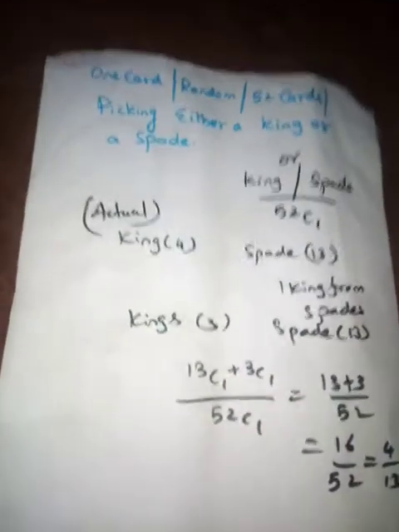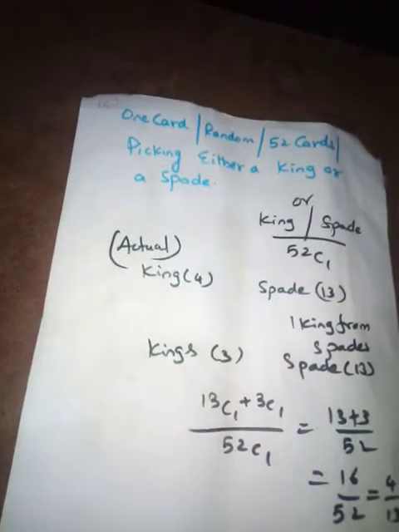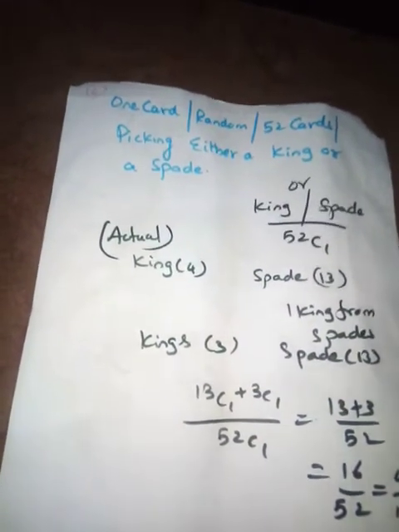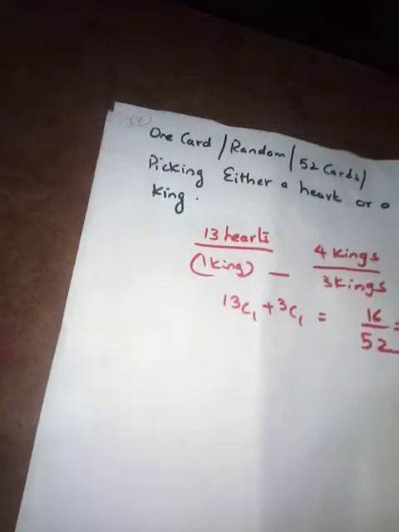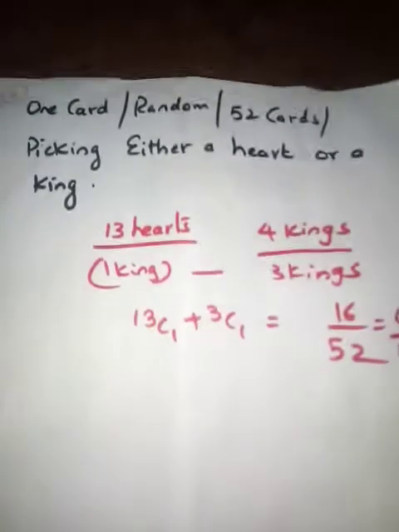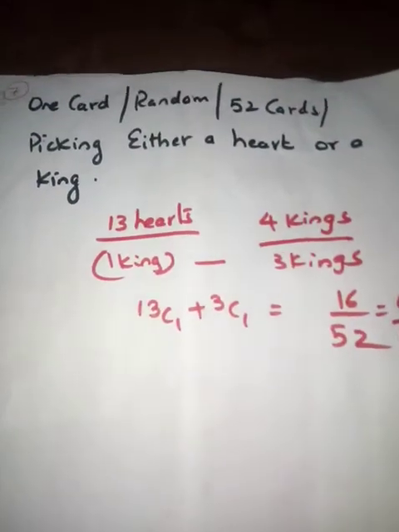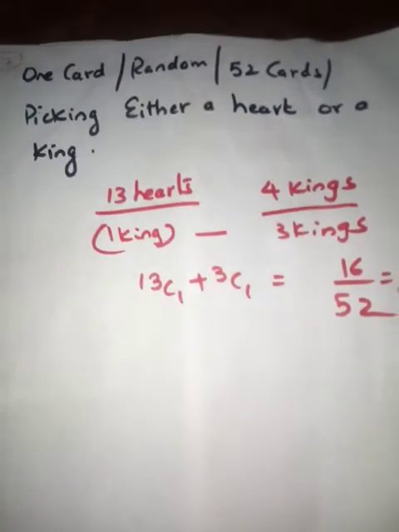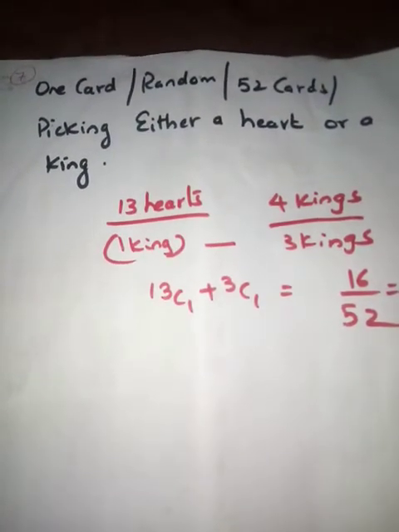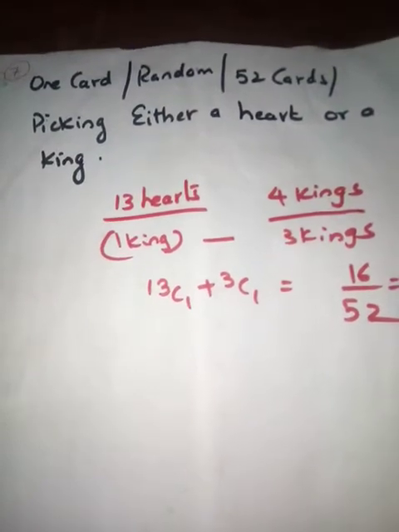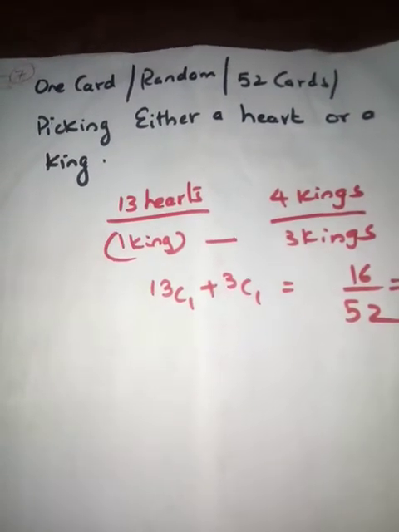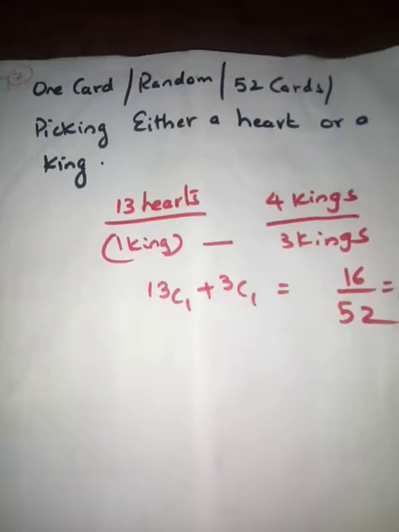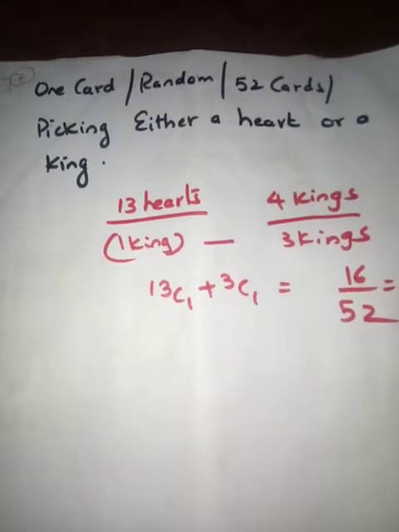Let me go to the next question. One card is picked up at random from 52. These are all one card questions. One card is picked up at random from 52 cards. All the cards are always shuffled. Remember, dear students, all the cards are always shuffled. From shuffled cards, one card is drawn at random from 52. What is the probability of picking either a heart or a king?